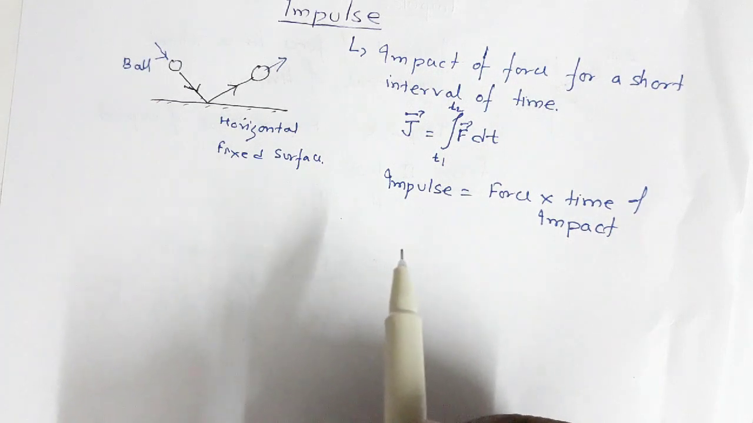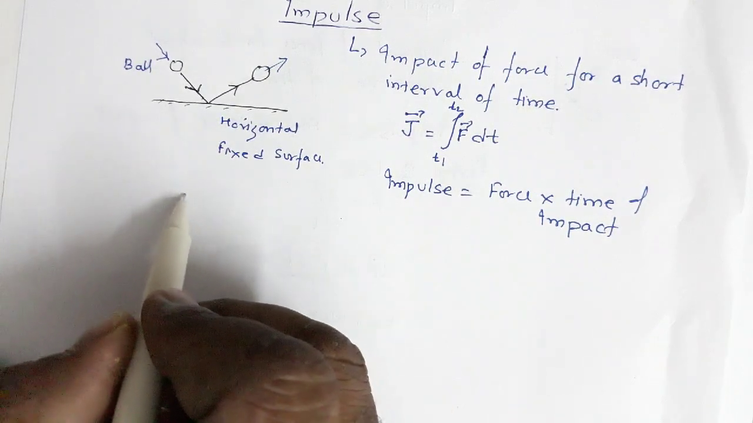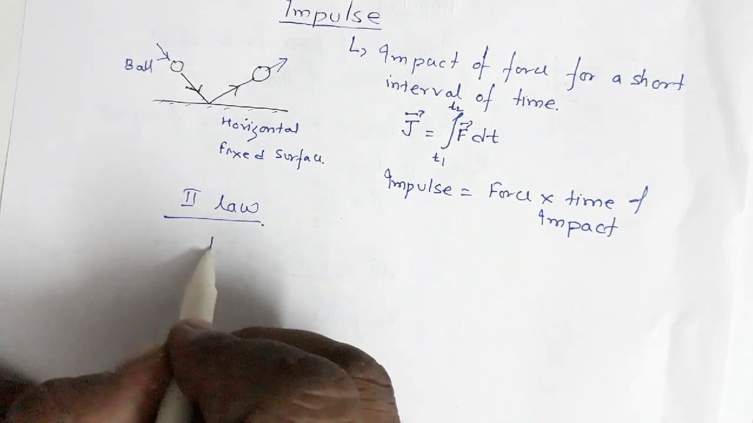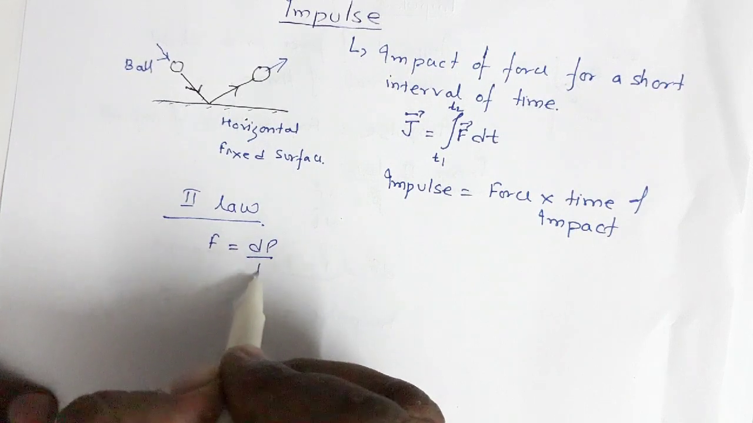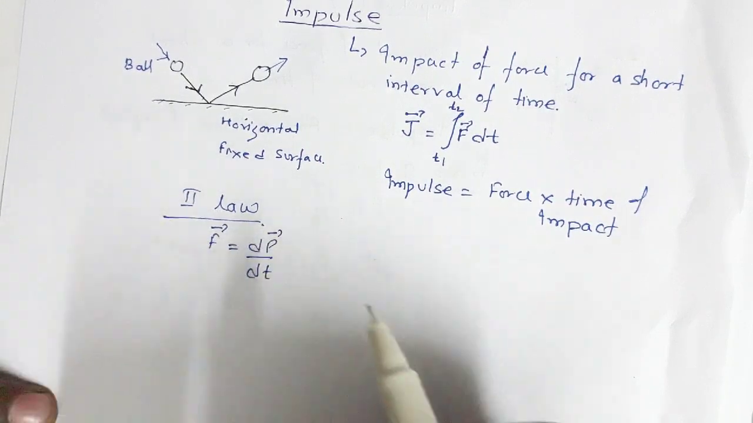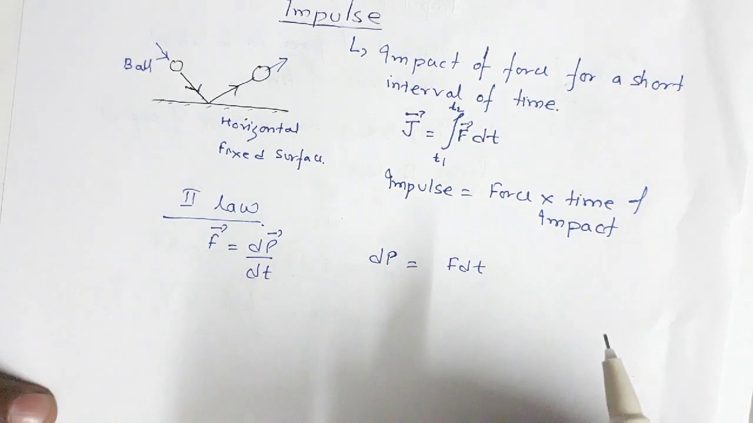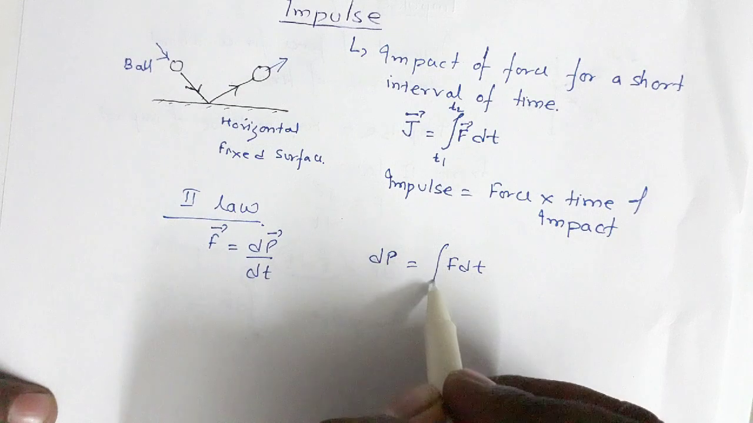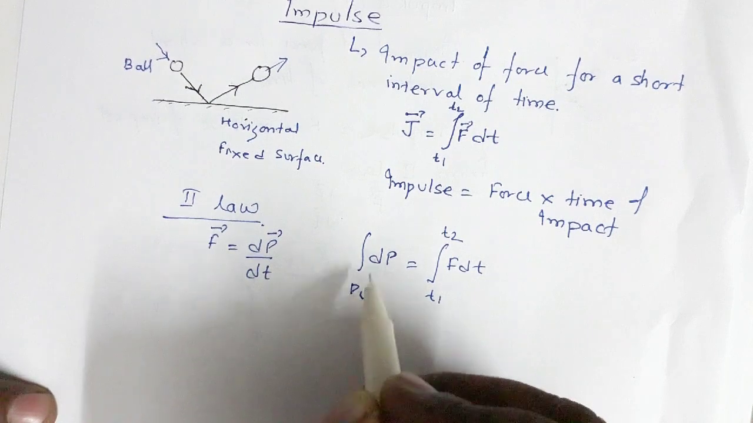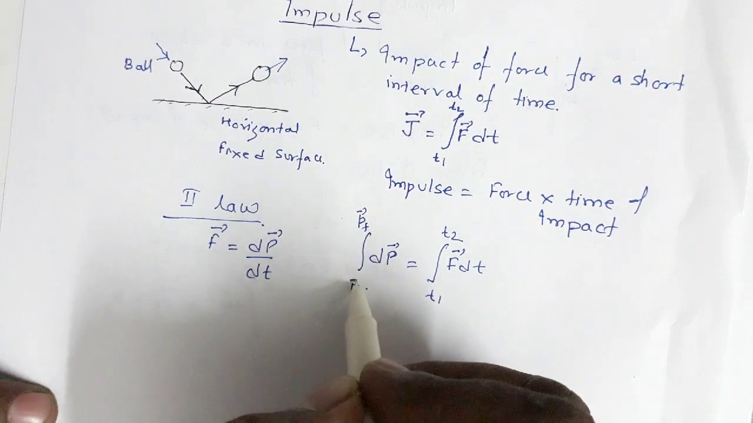Now let us see in what other forms this impulse can be expressed. As we know from Newton's second law of motion, we have F is equal to dp by dt, or in vector form, F equal to dp by dt. This gives dp is equal to F dt. So as the time changes from t1 to t2, momentum changes from p initial to p final. Let me write this in vector form, force and momentum in vector form.